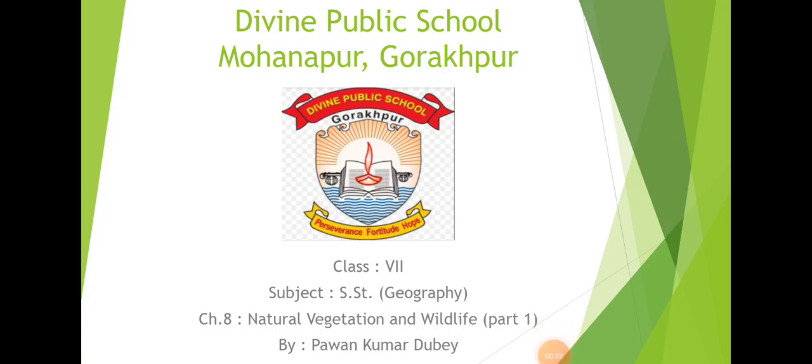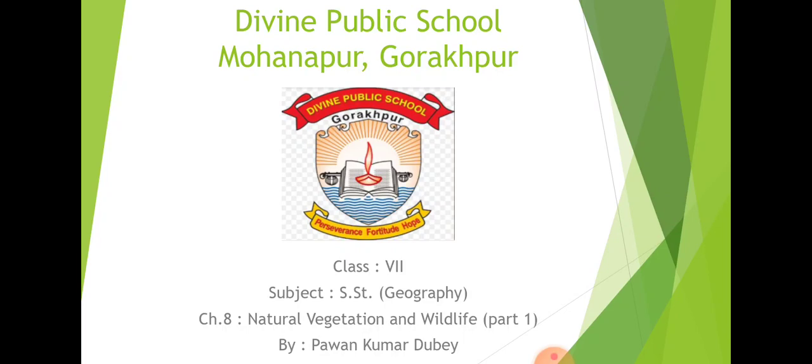Good morning, students. Today we are going to read Geography, chapter number 8, that is Natural Vegetation and Wildlife, part 1. So, students, in this chapter we will read about the vegetation and the wildlife.